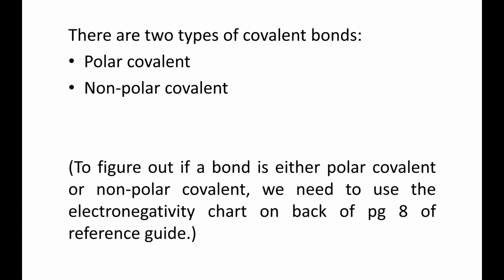chart on the back of page 8 of your reference guide. It looks like the periodic table. Some of you tried to use it like the periodic table, but instead of atomic masses in it, it has electronegativities. In fact, F will have a 4.0, and then there are other numbers in the other boxes, okay? So try to find that one right now.